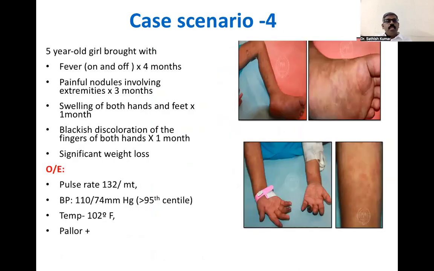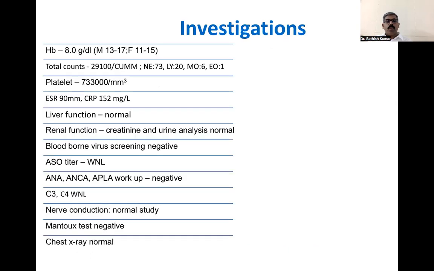Case scenario 4. Here is a 5-year-old girl who has come with a history of fever for 4 months, painful nodules of the extremities for the last 3 months, and blackish discoloration of the fingers. You can see here, blackish discoloration of the fourth finger. She has also got significant weight loss. She has hypertension, she is pale, she is febrile. So this is a classical diagnosis of polyarteritis nodosa.